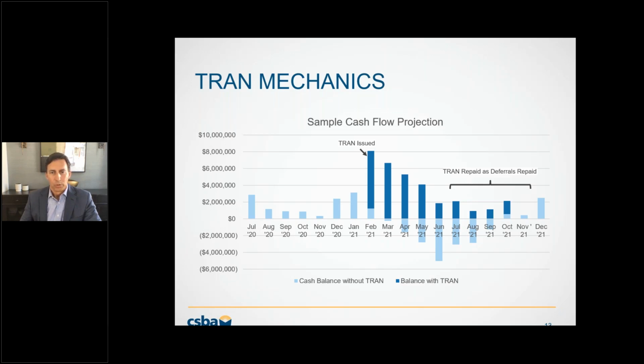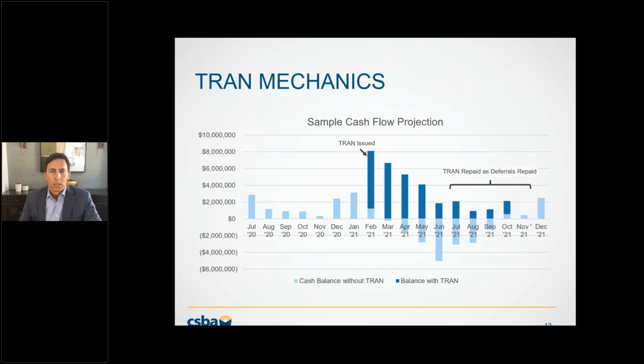And so here we have the TRAN being issued in February. That immediately provides additional cash that the district can then use to cover its operations. While the district has those TRAN proceeds, they are deposited into the county treasurer pool. So they will be earning interest from the county treasurer's pool to offset the interest cost of the TRAN and potentially some of the issuance costs of the TRAN. When you look at what the TRAN ultimately costs a school district, you really have to look at that net to see what potential interest earnings are offsetting your borrowing costs.